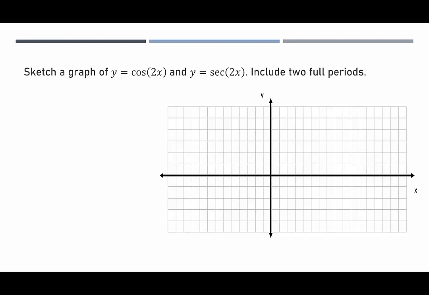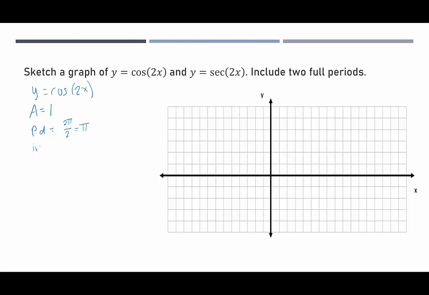We're going to sketch a graph, and we're going to start with cosine 2x, and then we'll look at secant of 2x next. For y equals cosine of 2x, let's label what we know. We know that a is 1, so the amplitude is 1. B is 2, so the period, remember how to calculate the period for a cosine or sine graph? You do 2 pi divided by b, so 2 pi over 2. We're going to have a period of pi.